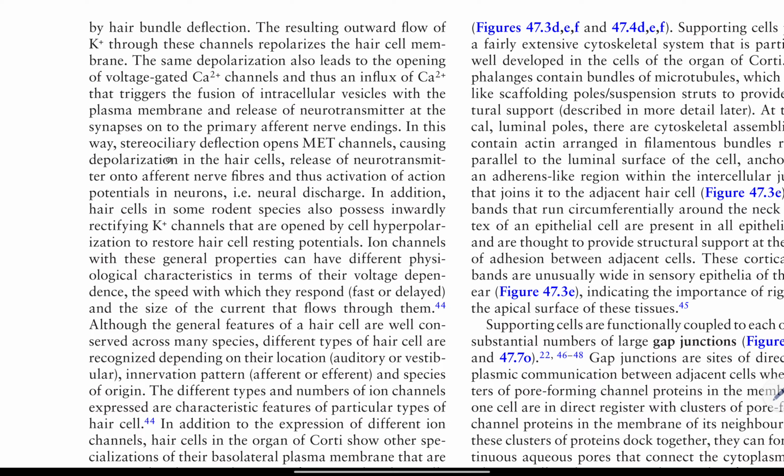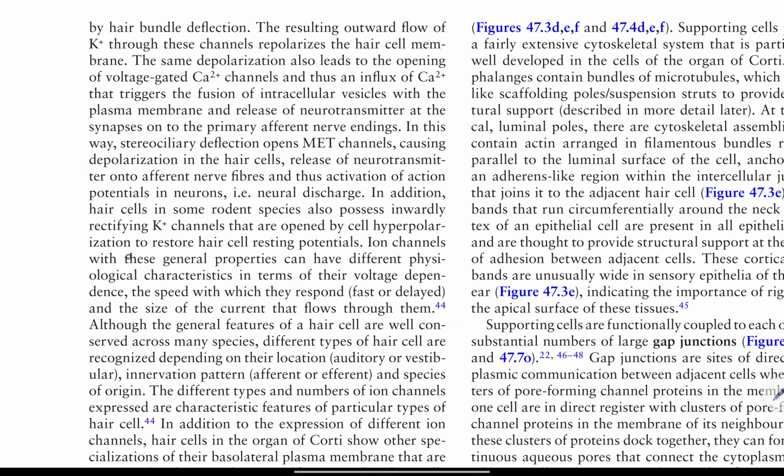In this way, stereociliary deflection opens MET channels, causing depolarization in the hair cells, releasing the neurotransmitter onto afferent nerve fibers, and thus activation of action potentials in neurons, that is neural discharge. In addition, hair cells in some rodent species also possess inwardly rectifying potassium channels that are opened by cell hyperpolarization to restore cell resting potentials.